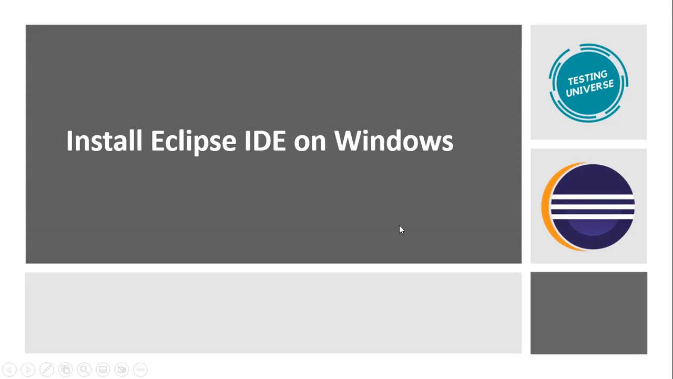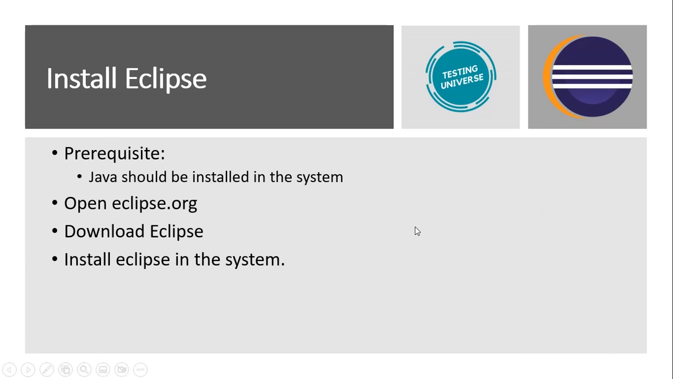In this video, we will see how to install Eclipse IDE on Windows operating system. If you want to install Eclipse, there is a prerequisite. We need to install Java in the system. If you don't know how to install Java, you can check my Java installation videos. You will get a fair idea, and that is the prerequisite. You have to install Java and then you should install Eclipse.